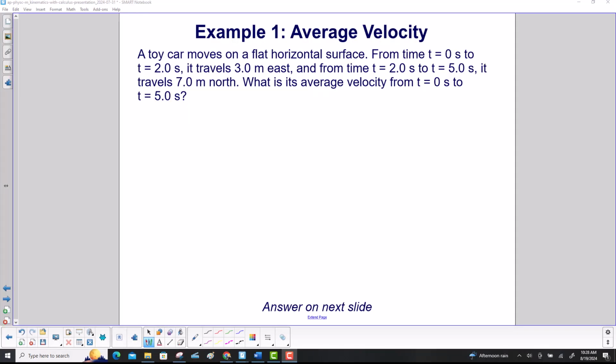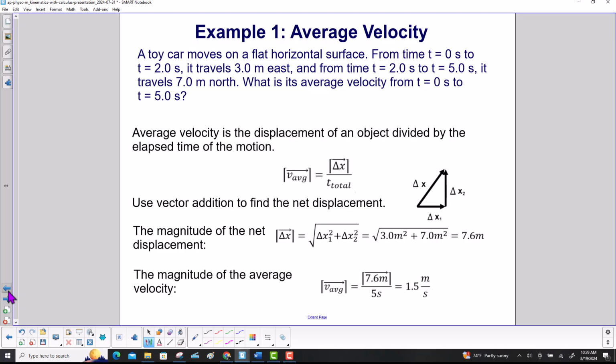Example 1, average velocity. A toy car moves on a flat horizontal surface. From time t equals 0 to t equals 2, it travels 3 meters east, and from time 2 to time 5, it travels 7 meters north. What is the average velocity from t equals 0 to t equals 5 seconds? Average velocity is the displacement of an object divided by the elapsed time of the motion. So here's our equation. And this is a little tricky, not too bad. We have to draw a triangle.